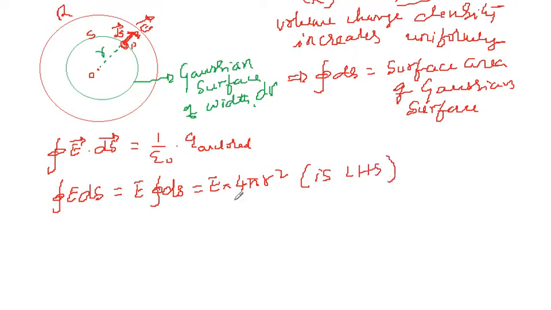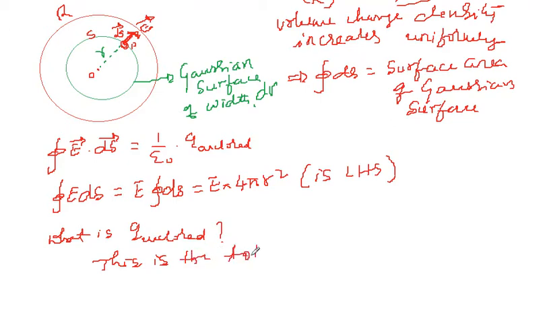Now I did something for LHS. Now you have to think about the RHS: 1 by epsilon O into Q enclosed. So 1 by epsilon O is a constant. Let me think about Q enclosed. So what is Q enclosed? Okay, so this is the charge, the total charge inside the Gaussian surface.